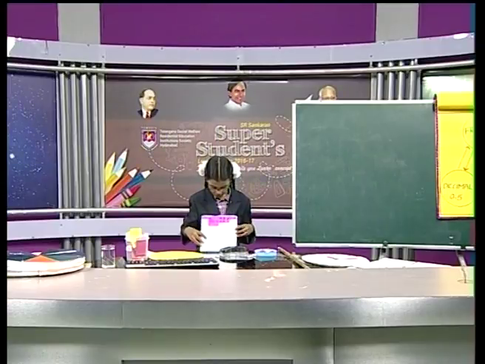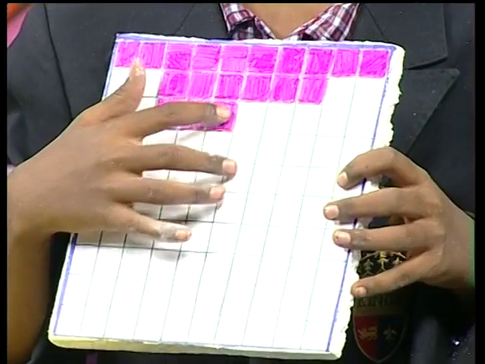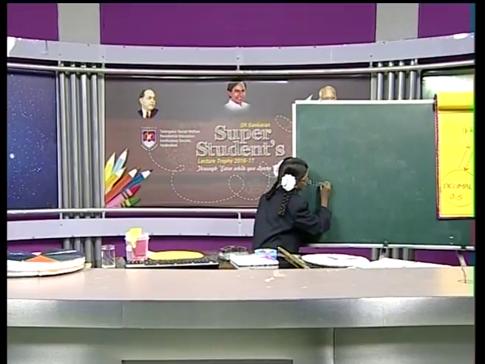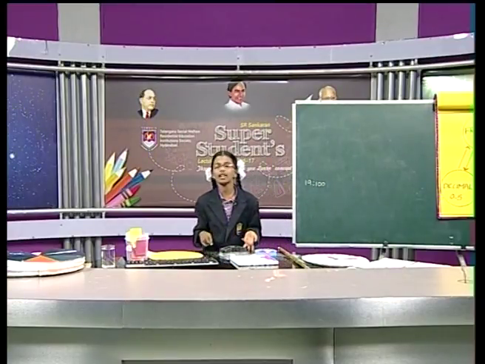Friends, here the total parts are 100 and here shaded parts are 19. So, we can write it as 19 is to 100. This is a ratio.